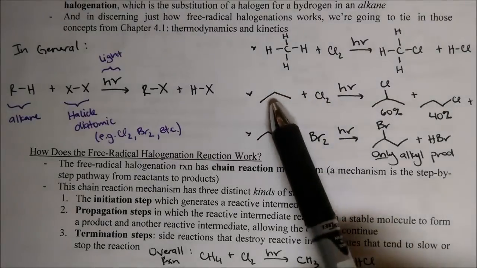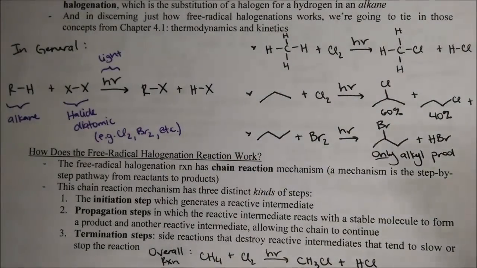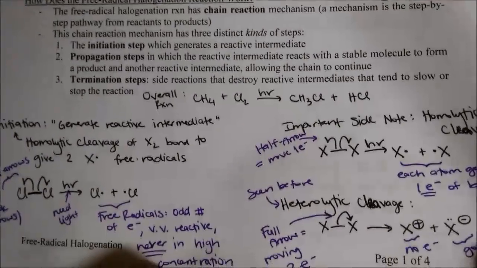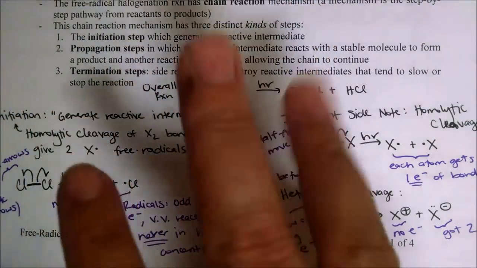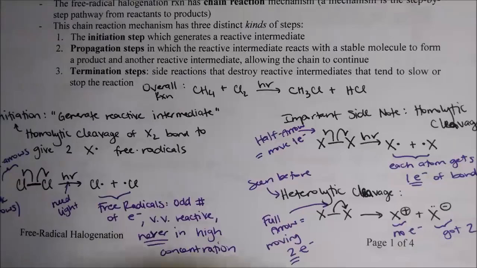Interestingly, we saw one that actually gave 2 different products. And so how does this reaction work? Remember, it's got 3 basic steps. We've got initiation, propagation, and termination, and then there were 2 propagation steps.